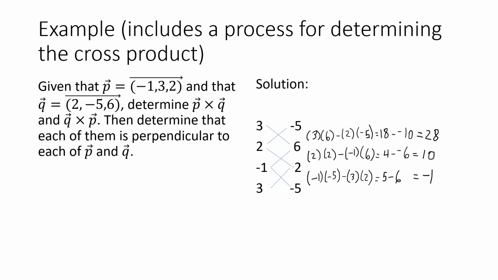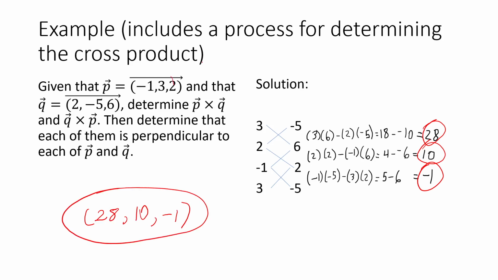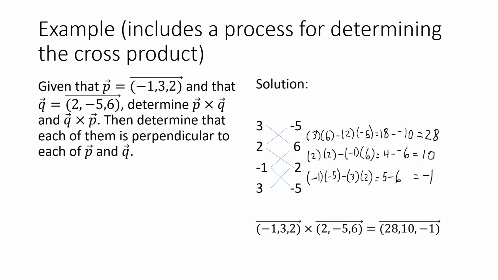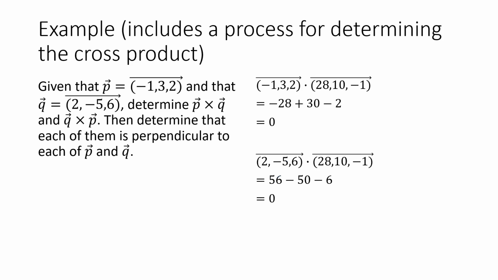Okay? And when we do that, we get 28 for our first answer, 10 for our second answer, and -1 for our third answer. What that tells me is that P cross Q will equal the vector 28, 10, -1. And you might be wondering, well, what's so significant about that? What's significant about that vector is it's perpendicular to each of the two given vectors. Okay, so -1, 3, 2 cross 2, -5, 6 equals 28, 10, -1. If we take the first vector and dot it with that vector, we get 0. And if we take the second vector and dot it with that vector, we get 0.